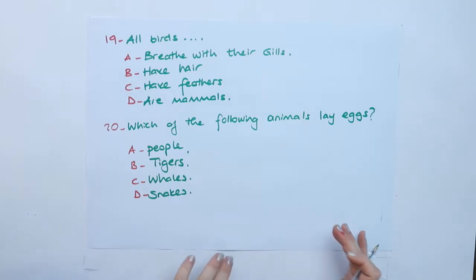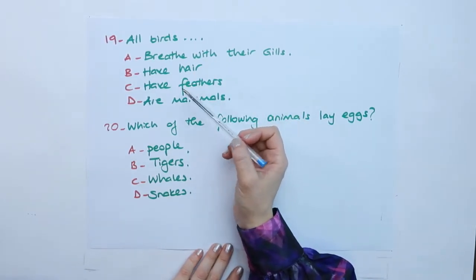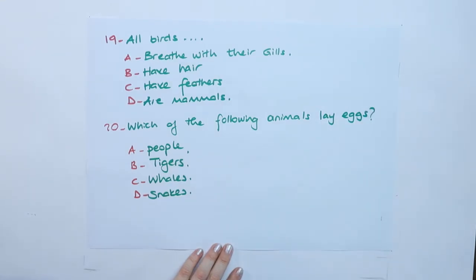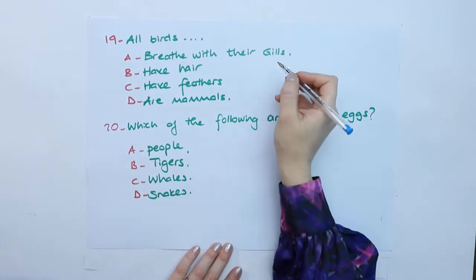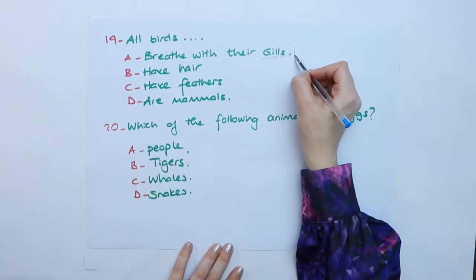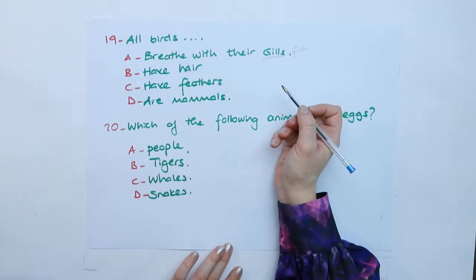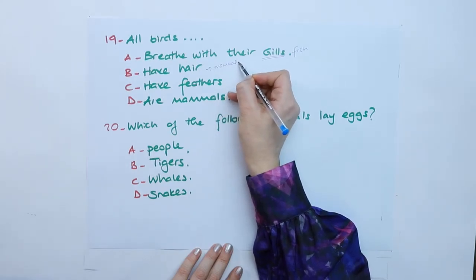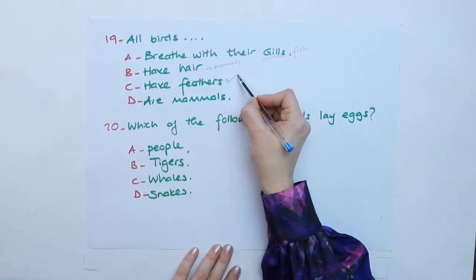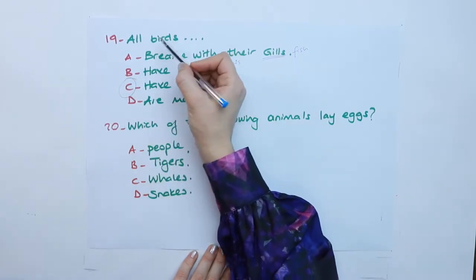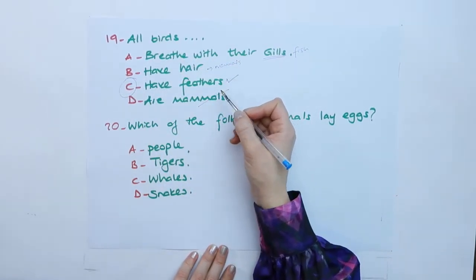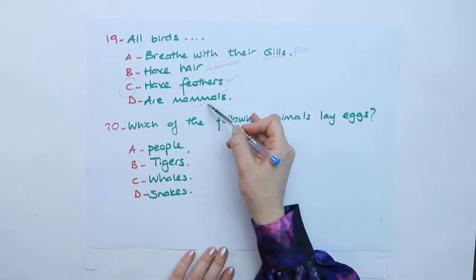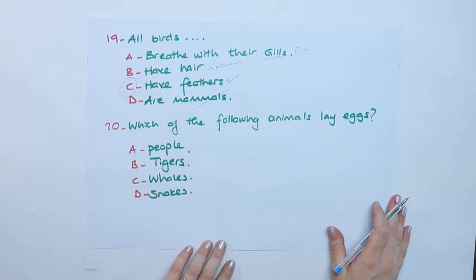19. All birds, what do all birds do? A. Breathe with their gills. B. Have hair. C. Have feathers. D. Are mammals. Gills belong to the fish, so they don't breathe with their gills. Having hair only belongs to the mammals, so this is not an option either. Have feathers, that's true. All birds have feathers. All birds are mammals, that's not true because being a bird is a different type and being a mammal is a different type. So this is totally different. C is the correct answer.